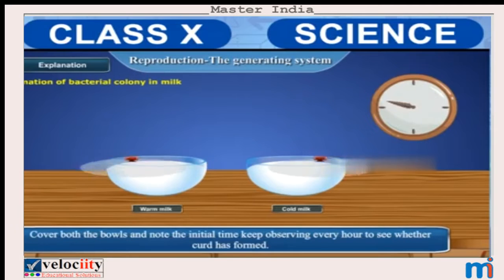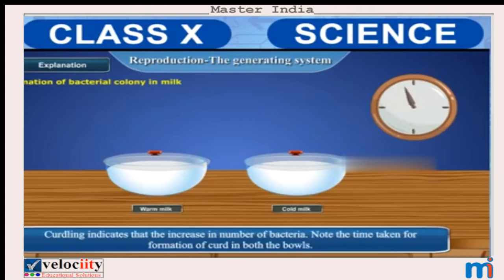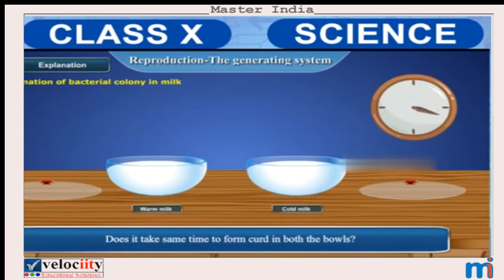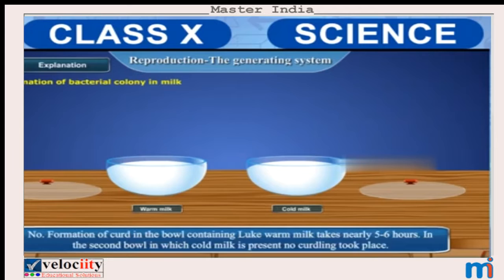Keep observing every hour to see whether curd has formed. Curdling indicates the increase in number of bacteria. Note the time taken for formation of curd in both the bowls. Does it take the same time to form curd in both the bowls? No. Formation of curd in the bowl containing lukewarm milk takes nearly 5 to 6 hours. In the second bowl, in which cold milk is present, no curdling took place.